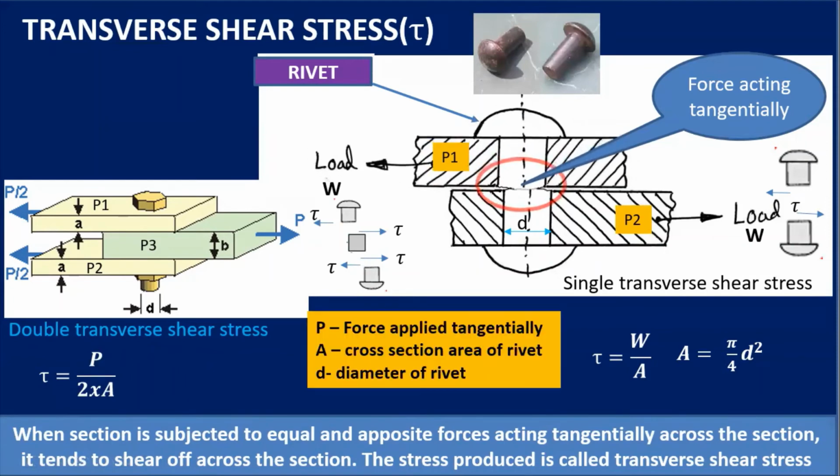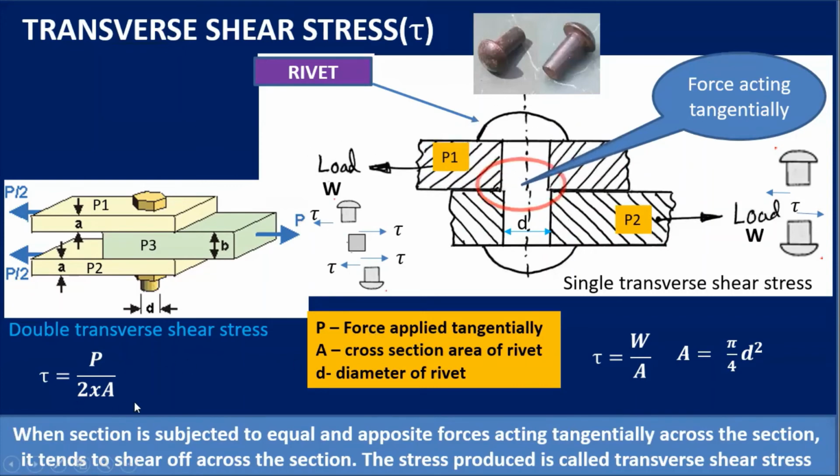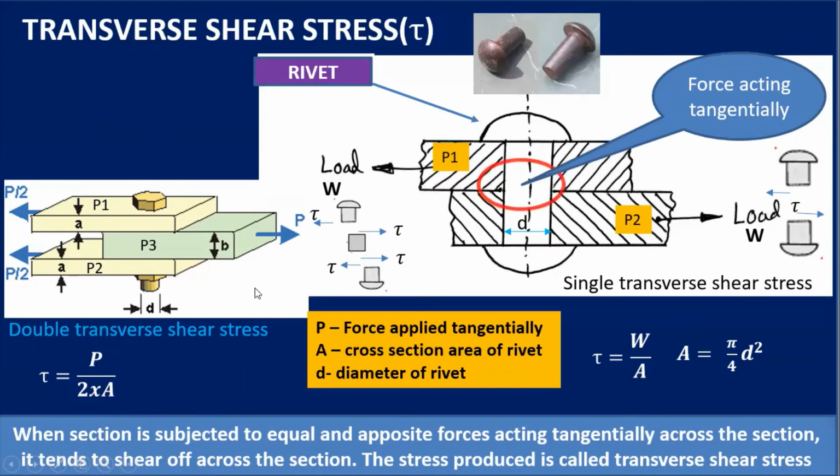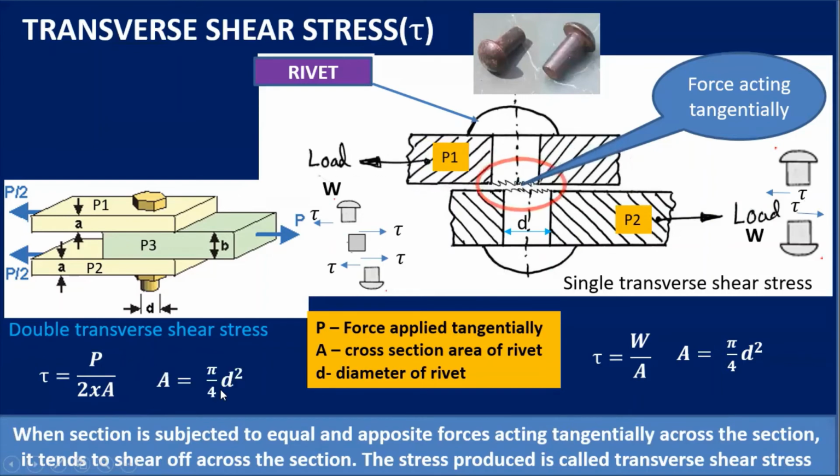And here also, as I showed, P is the force applied tangentially and A is the cross-sectional area. Here also the rivet is circular, and that's why A is given by the formula pi by 4 d square, where d is the diameter of the rivet. Next is the torsional shear stress, which is denoted by tau.